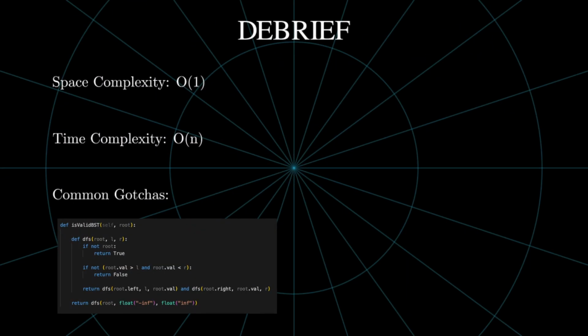So that is how you validate a binary search tree. The space complexity is O of 1 and the time complexity is O of n.